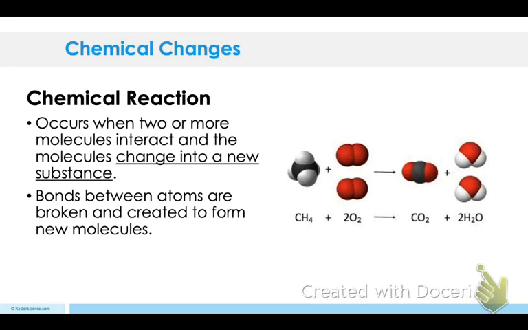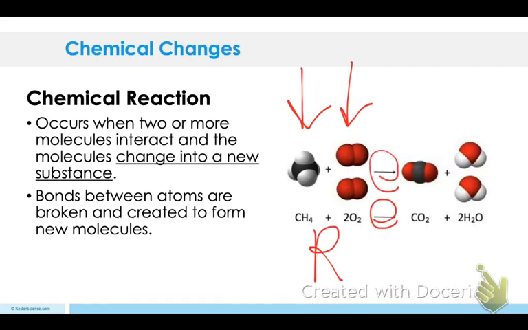Alright, so chemical reactions occur when two or more molecules interact and the molecules change into a new substance. Bonds between atoms are broken and created to form new molecules. The example they gave you was CH4, which is methane, and oxygen atoms. Those are your reactants. Then you have the arrows showing that it changed and formed into two products, carbon dioxide and two water molecules. Go ahead and pause here if you're still writing.